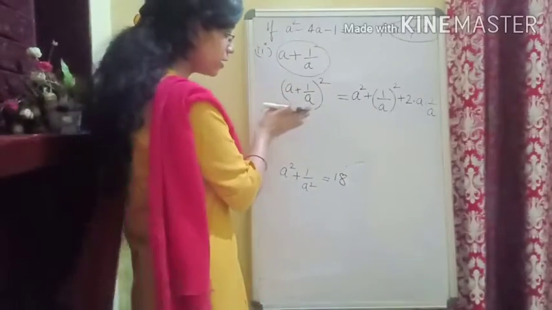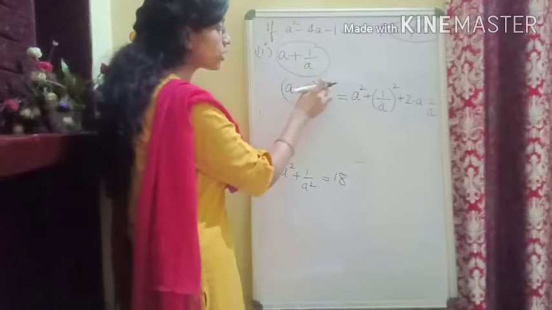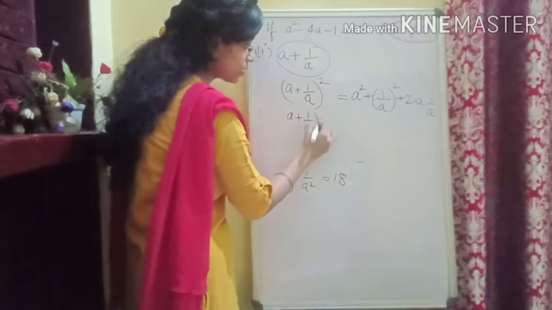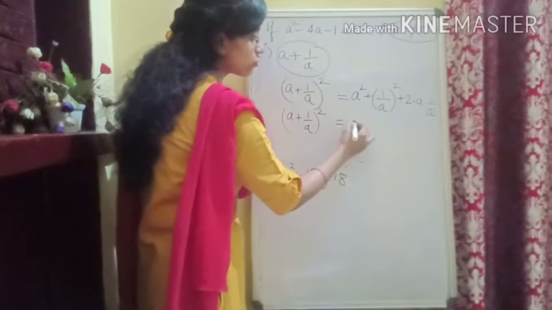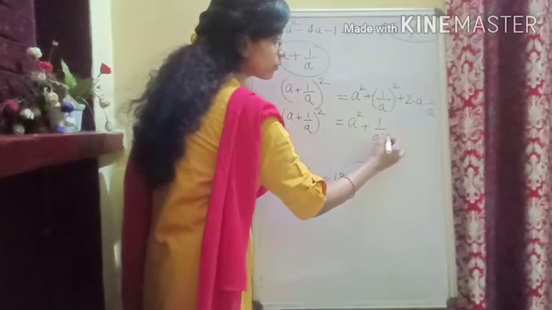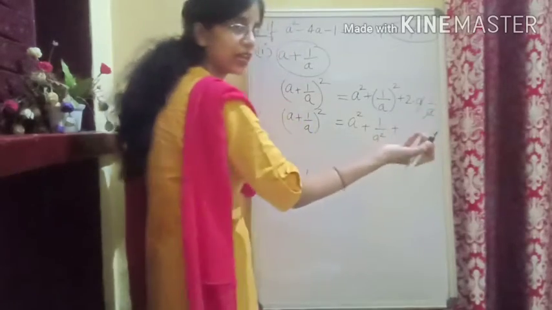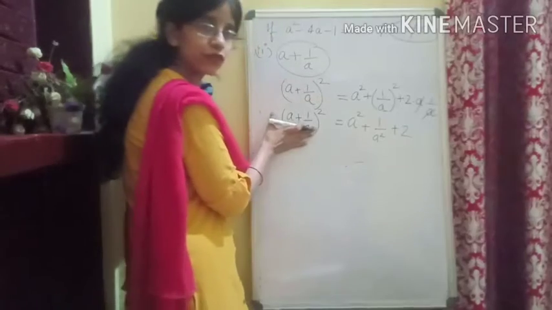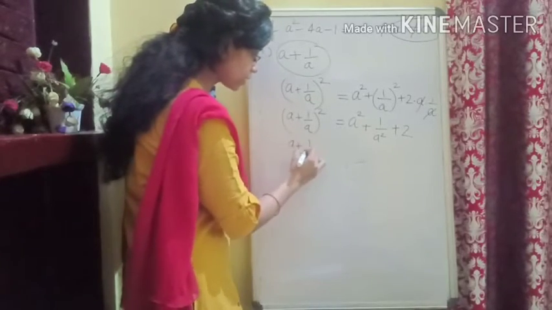Now see, the left hand side is (a plus 1 upon a) whole square, which we have to calculate. So we write it as equals to a square plus 1 upon a square plus, this a and this a will get cancelled, 2. This we have to calculate. We are going to keep it like that.